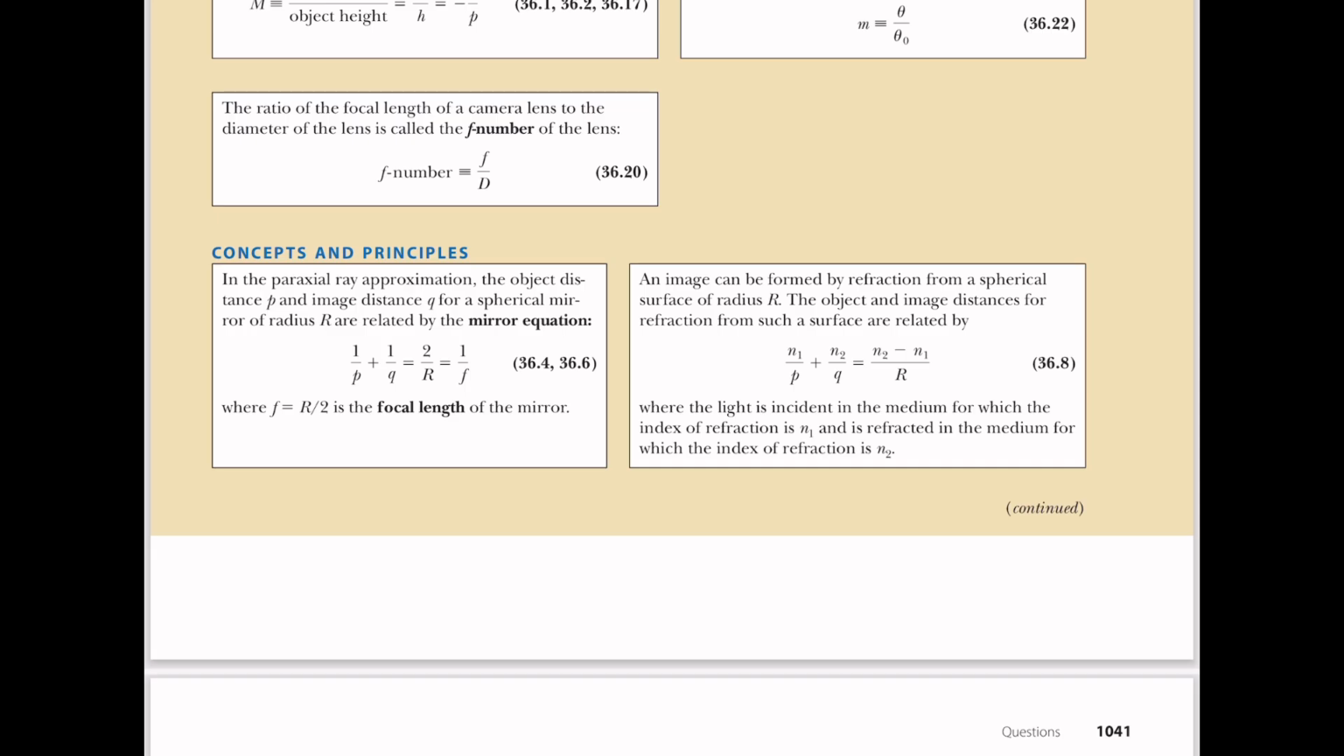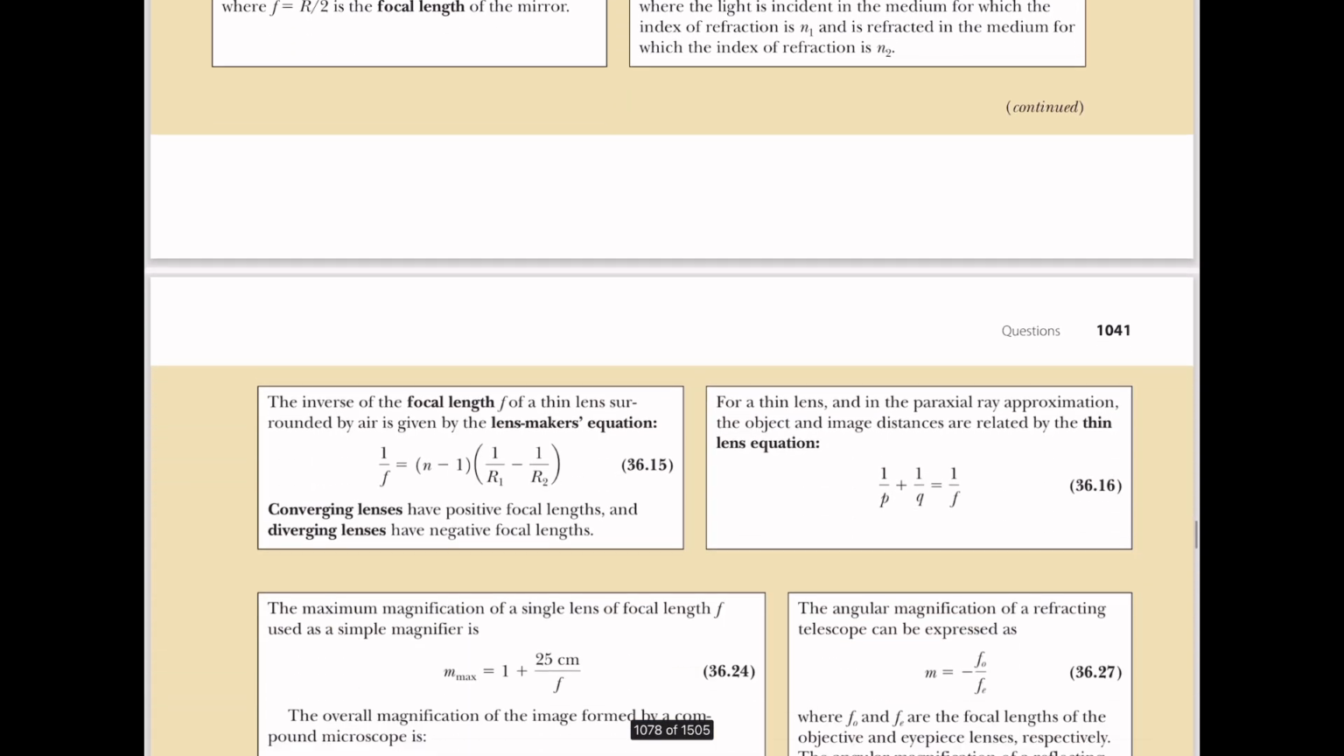An image can be formed by refraction from a spherical surface of radius R. The object and the image distances for the refraction... All right, that's also a little confusing.